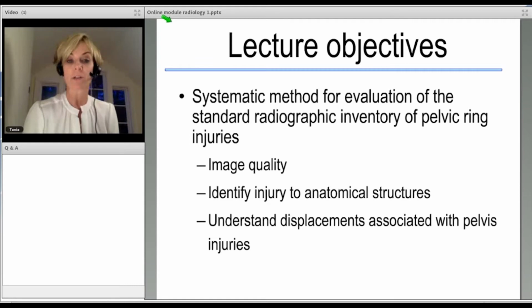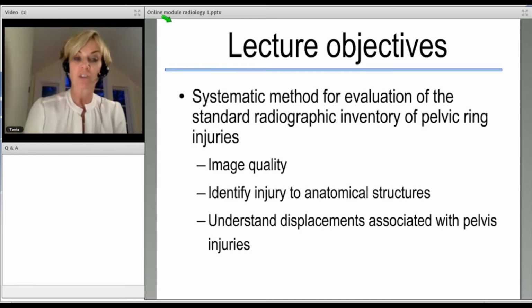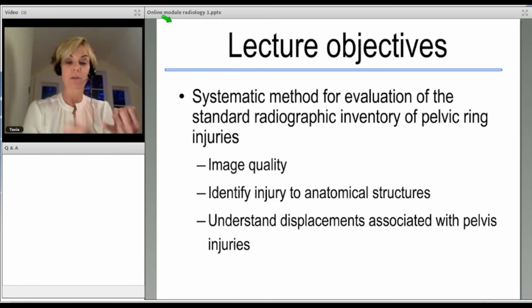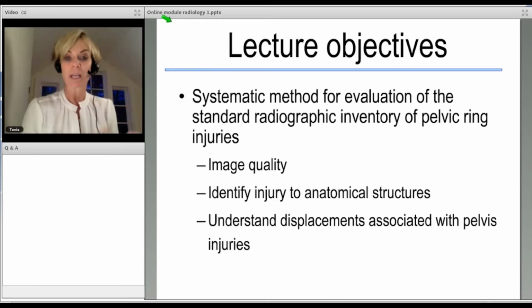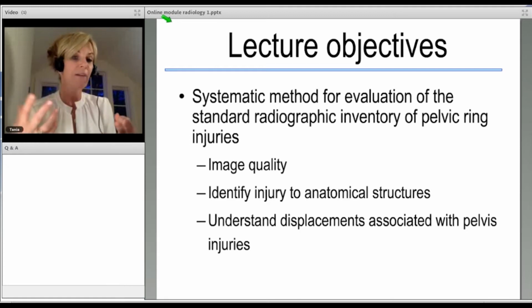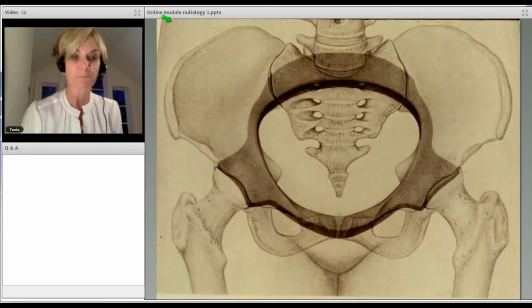I hope that over the course of the next 10 to 15 minutes, you'll understand at least a systematic method for evaluating the standard radiographic inventory associated with pelvic ring injuries. And the three things that I've trained myself to think about include, number one, the image quality. Number two, I aim to identify the anatomical structures that have been injured. And number three, have an understanding of what displacement is associated with the ring injury.